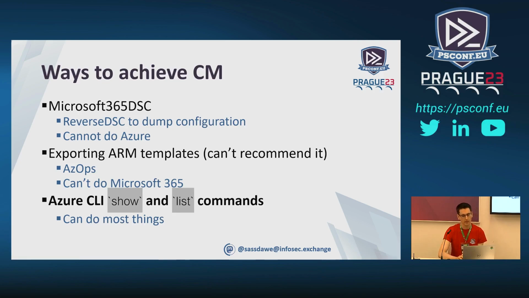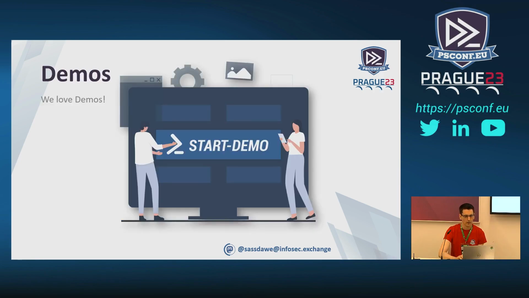I think that's it, and I'm going to focus on the CLI because basically we need two things, the show and the list commands to get the data out. And with that, we can get most things out. And this is the slow slide because that picture is huge. And I can do the demos.